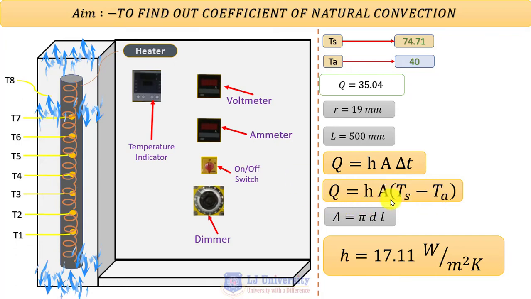Here the area is the surface area, because convection is a surface phenomenon. So in this equation, the area is the surface area of this cylinder, which is pi D L. We know the radius and the length of the cylinder, so putting the values of diameter and length in this equation, we will easily get the surface area of this cylinder. By putting all the values in this equation, we will get the convective heat transfer coefficient for the free convection, which is 17.11 watt per meter square Kelvin.